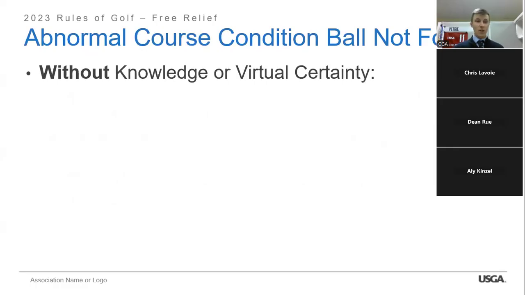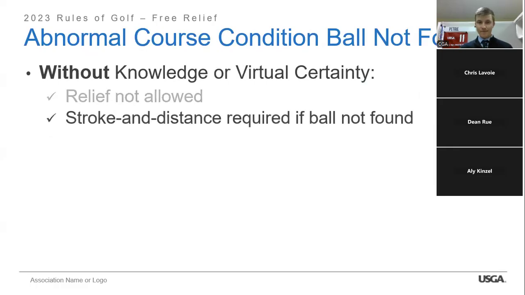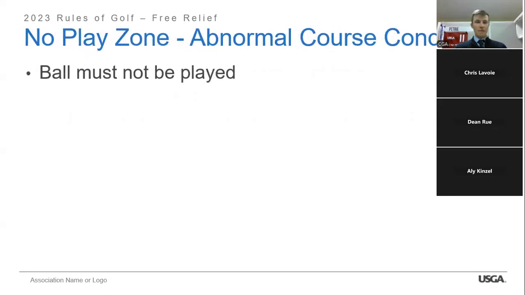And again, unfortunately, if we don't have knowledge or virtual certainty, it's practically a lost ball. We're going to be taking stroke and distance, going back to where we're playing from and continuing on from there. We have to have that knowledge or virtual certainty to proceed. If we have a blind hole and we think it's in a puddle or we think it's lost in this condition, we have to be 95% sure. Can't stress that enough.